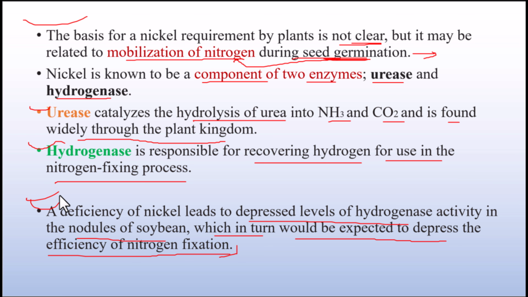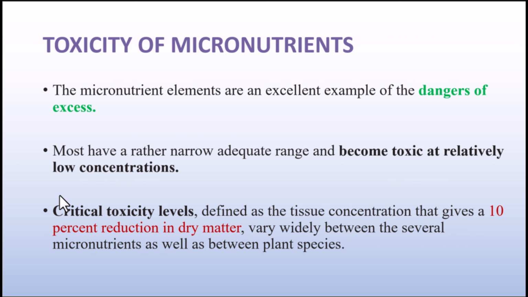This is our last micronutrient. Next is the toxicity of micronutrients. Although micronutrients are required by plants in very small quantities, micronutrient elements are excellent examples of the dangers of excess. If their concentration increases, they show a large toxic effect on the plants. When they are in excess in the plant system, they show danger signals or symptoms due to their higher level in the plant tissue.